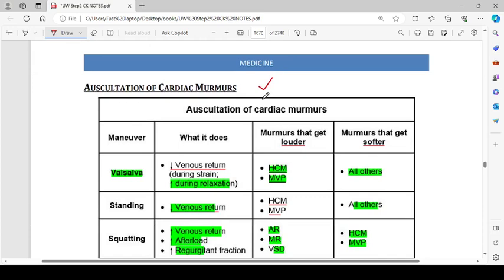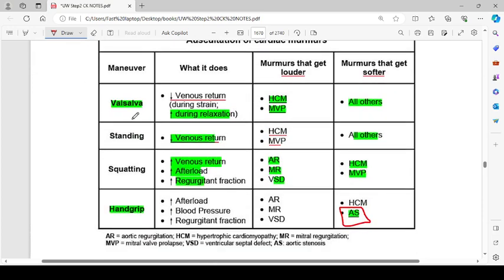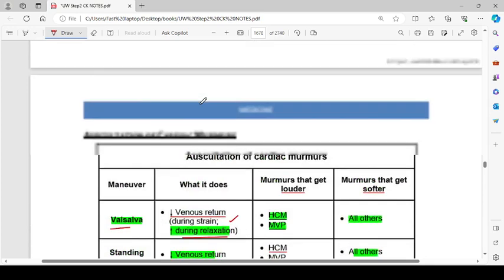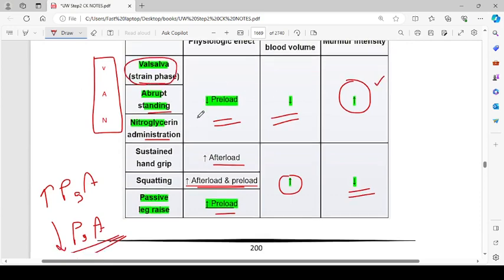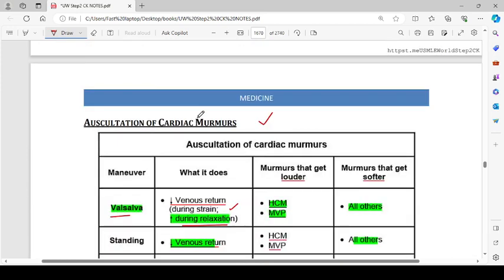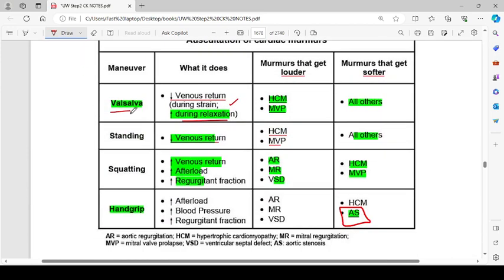Then auscultation of cardiac murmurs. Now, the Valsalva decreases the venous return during the strain and increases it during relaxation. So we were very specific when we talked about Valsalva. We said only in the strain phase the murmur is intensified, but in the relaxation phase the murmur will be relieved definitely. So the Valsalva decreases the venous return during the strain phase and increases it during the relaxation.